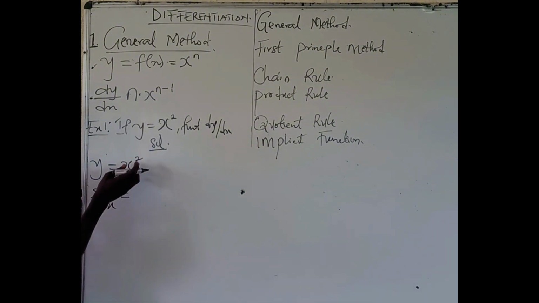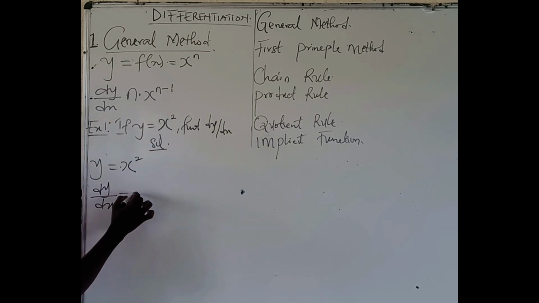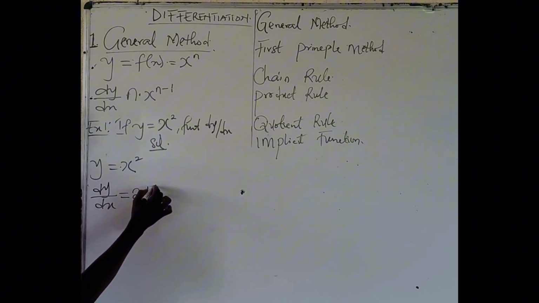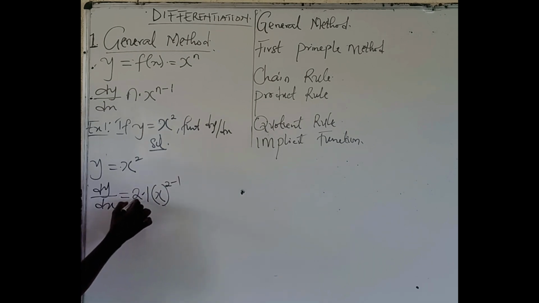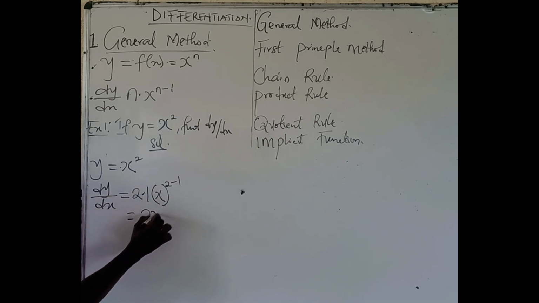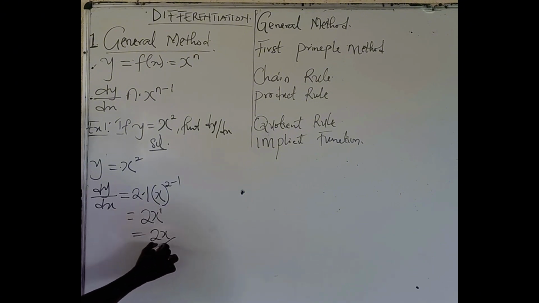So the 2 is going to multiply the coefficient, raised to power of the power subtracted from 1. So that is going to be 2 multiplied by 1 into base raised to power 2 minus 1. So 2 times 1 you have 2x raised to power 1. So the answer is going to be 2x. So that is a simple method. I believe you can understand how to solve questions based on general method.